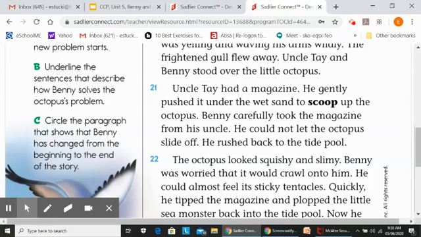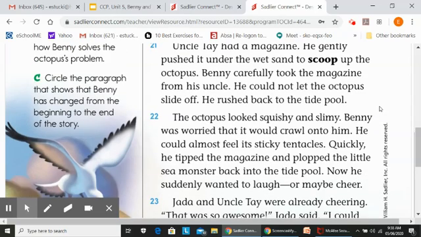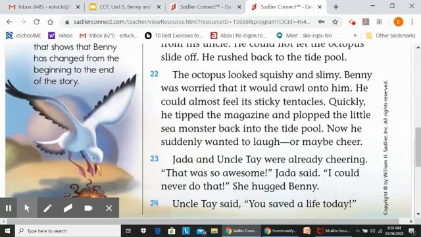Benny carefully took the magazine from his uncle. He could not let the octopus slide off. He rushed back to the tide pool. The octopus looked squishy and slimy. Benny was worried that it would crawl onto him. So he's still worried a little bit, but it's more important for him to save this little creature. He could almost feel its sticky tentacles. This is all in your head. He could almost feel it. It didn't really happen in his imagination.